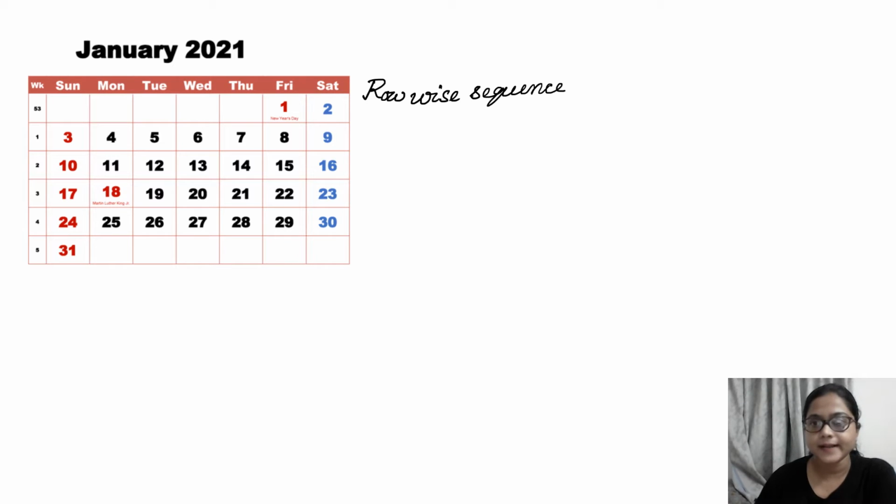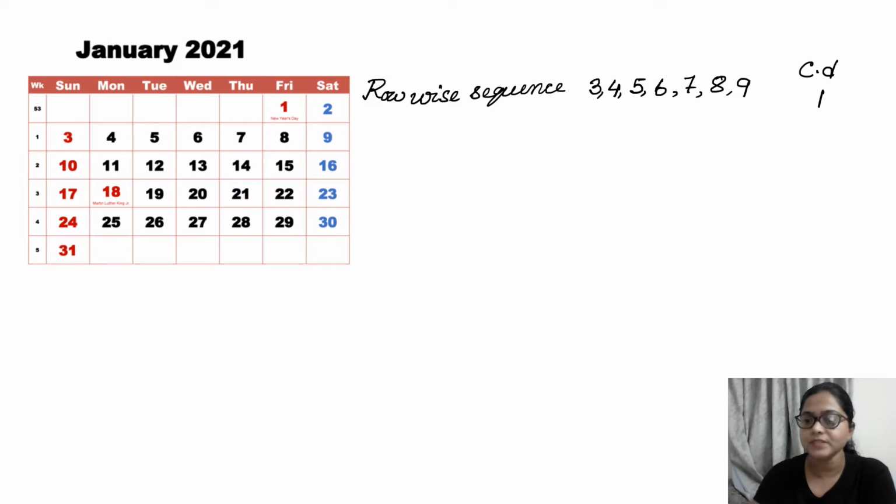Then the numbers are 3, 4, 5, 6, 7, 8, 9. And here the common difference is 1. Common difference, that is the difference between two consecutive numbers. 4 minus 3 is 1. Again 5 minus 4 is 1. See, we are getting a constant common difference, that is 1.